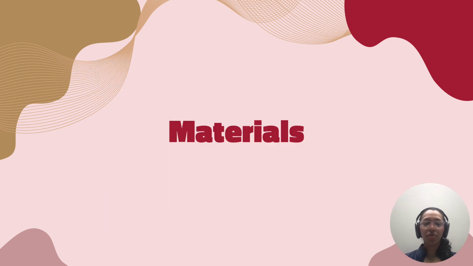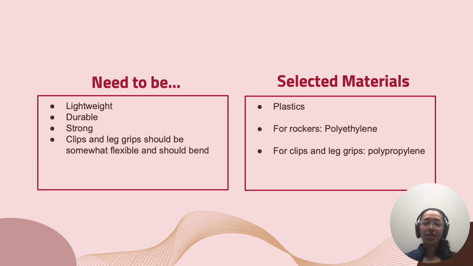For the materials, there's a couple things that we do want to take into consideration. So we do need this product to be lightweight, durable, strong, and as well the clips and the leg grips should be somewhat more flexible, particularly than just the rockers. So when we take these things into account, the selected material that I would want to use is plastics, specifically for the rockers, something like polyethylene, and for the clips and leg grips, something like polypropylene.